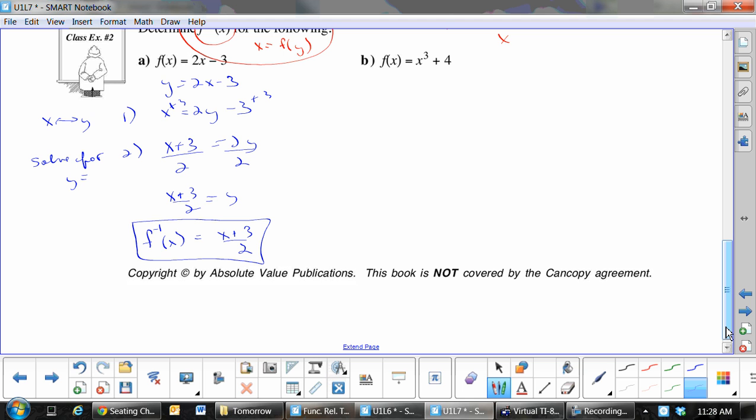Okay, that's good stuff. This is a good example to have on a study sheet, right? f of x equals 2x minus 3, and you might even make that as steps. Step 1, change f of x to y. Step 2, exchange x and y. Step 3, solve for y. Step 4, change y to f negative 1 of x. Okay?